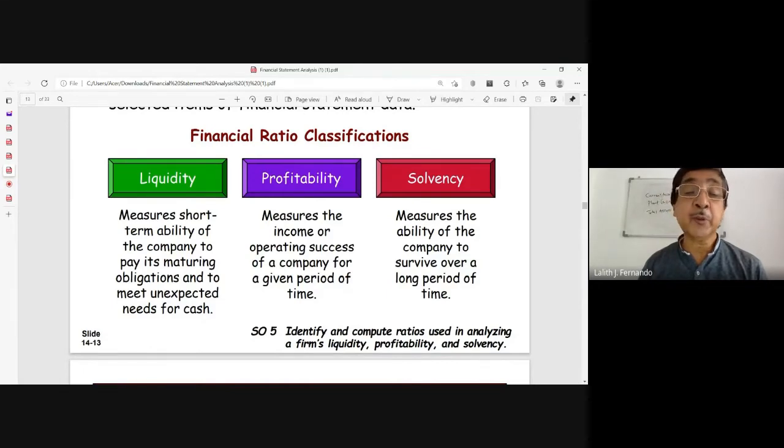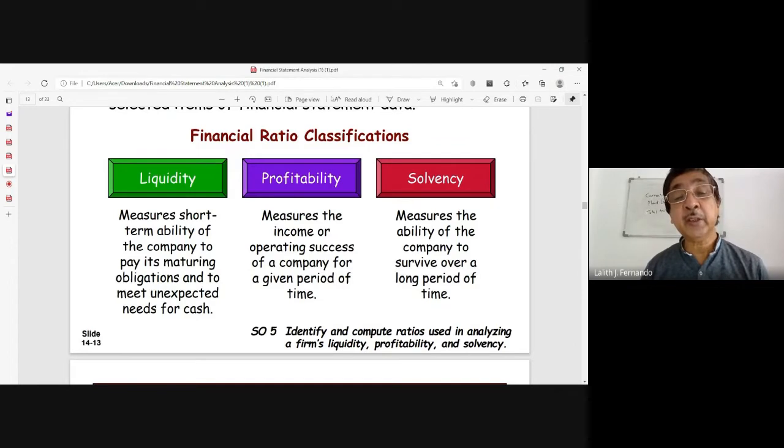Now you have to strike a balance between liquidity and profitability, in most organizations. When you say liquidity, it measures the short-term ability of the company to pay its maturing obligations and to meet unexpected needs for cash. That is what you call liquidity. It's a very short-term type of concept. It is a quick thing.